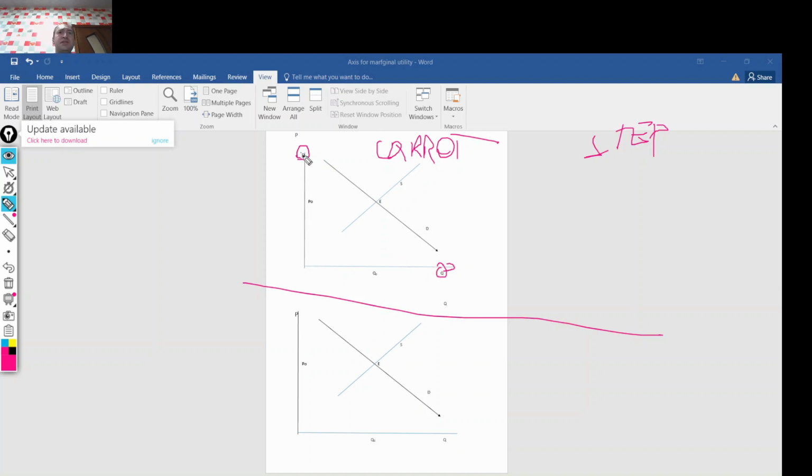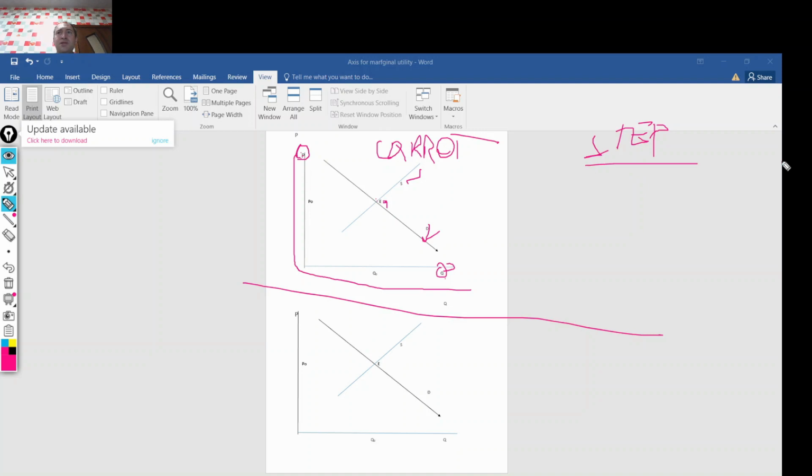Mention whether this axis is P or Q or the other way. Remember, there's a direct presentation and there's an inverse one. We are using the inverse presentation, same as in your Sloman textbook. So P is the y-axis, Q is your x-axis. Mention the equilibrium point, call it E0, the initial one. This is your supply curve, this is your demand curve.